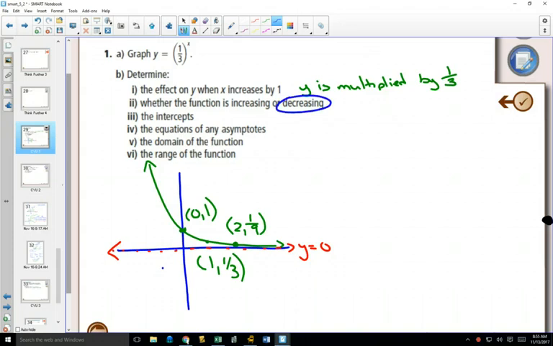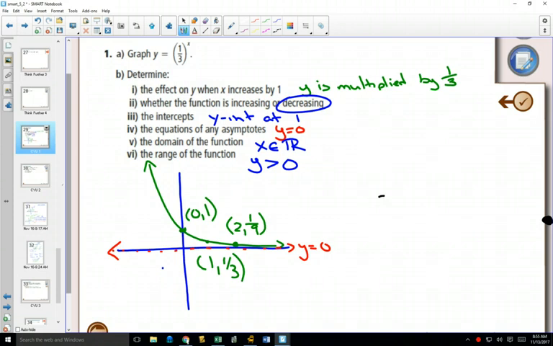The intercepts, well, it only has a y-intercept. A y-intercept at 1. There are no x-intercepts. The equation of the asymptote, we've already labeled on our graph. The domain are our x values, and there's not an x value that you can't plug in. There are no non-permissible values, so your domain is everything. x belongs to all the real numbers. And the range, well, your y values are all bigger than 0. Not bigger than or equal to, because there's an asymptote at 0, but bigger than 0.